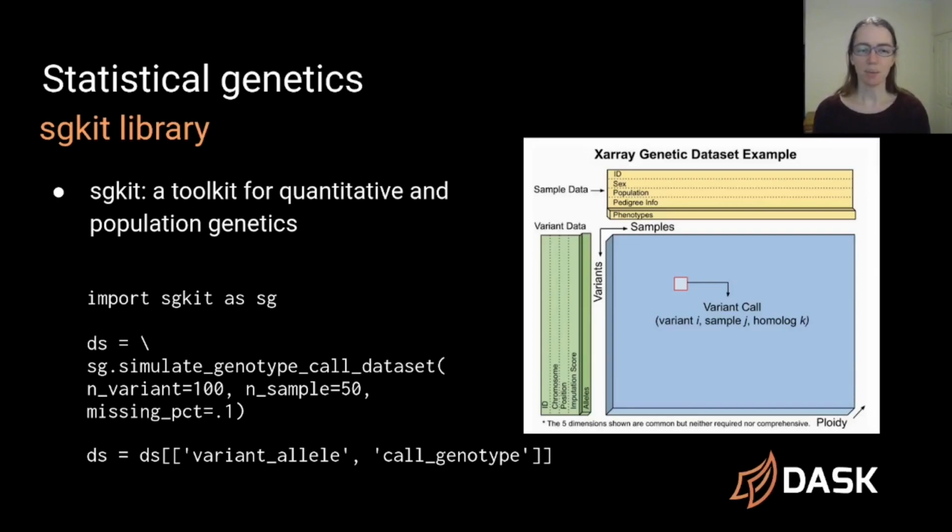Each variant can be thought of as a position on the genome, and each sample is taken from an individual person. That means the data can be represented in tables like this, where each row is a genetic variant and each column represents a single individual.